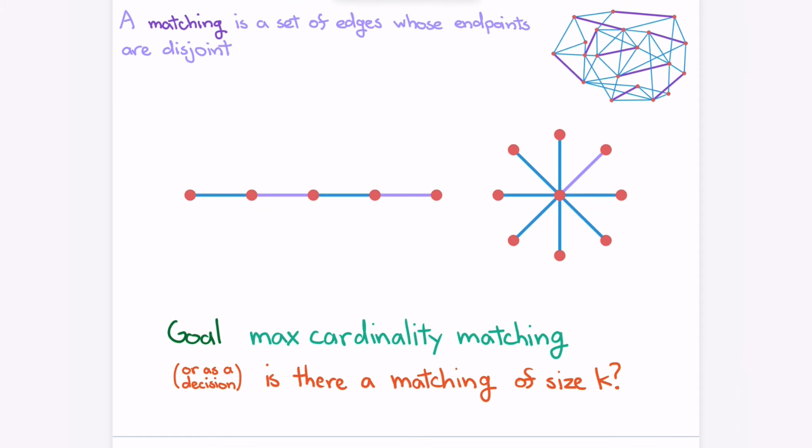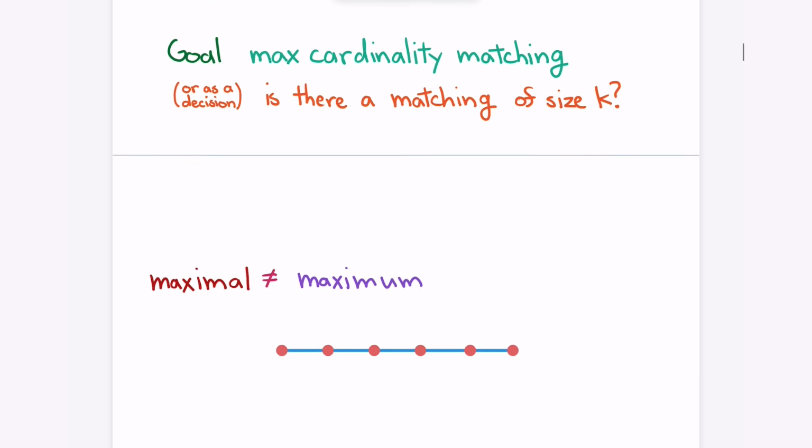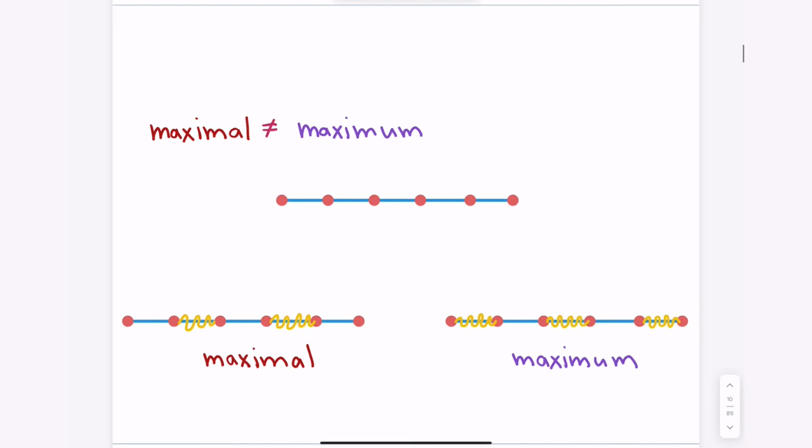I give you a graph, I ask, can you find a matching of size k? That's how I would phrase it as a yes/no question. Otherwise, the problem is just to find the biggest matching. Same point as before: maximal does not mean maximum. It's not hard to find situations where you get stuck.